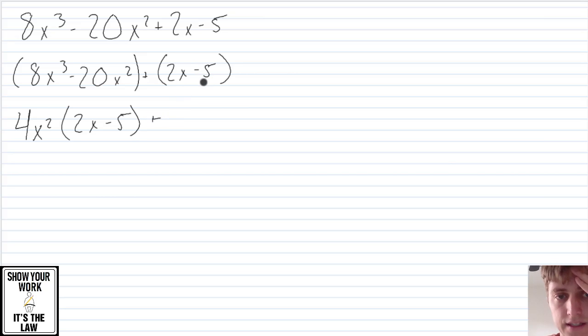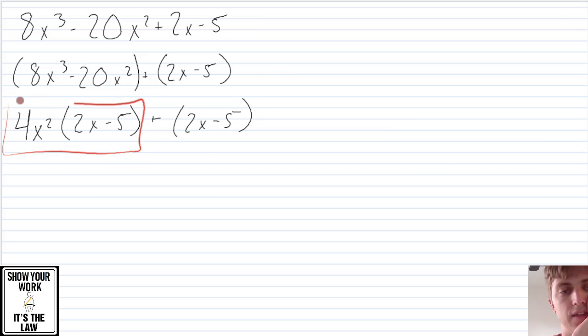Plus, and can we factor anything out here? No, there's nothing in common, so we also have 2x minus 5. So this is pretty neat, because now, when we grouped them, we technically turned it into 2 terms because they're separated by a plus. So now we have 1 term here and 1 term here. Do these 2 terms have any factors in common? Yes, they do. They have this 2x minus 5 in common, so we can actually pull that out to the front.